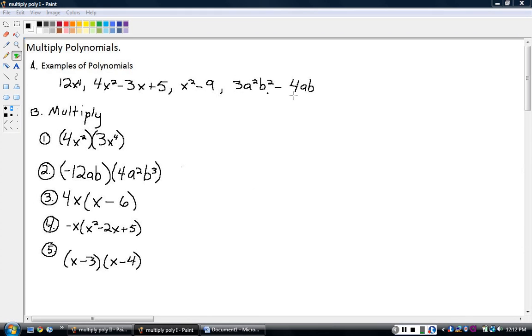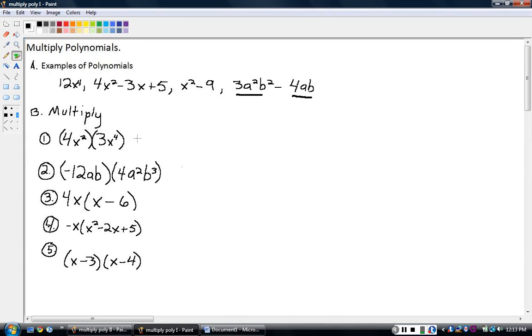And another polynomial with two terms, 3a squared b squared minus 4ab. Just two terms here. It's this term and this term separated by that minus sign. Okay, so that's just a brief discussion about what a polynomial is. What we have to do is multiply. The first two examples I have here you already know how to do.